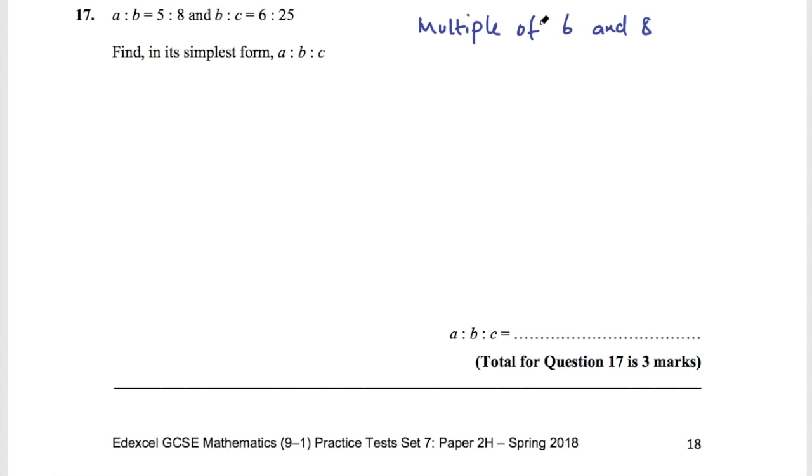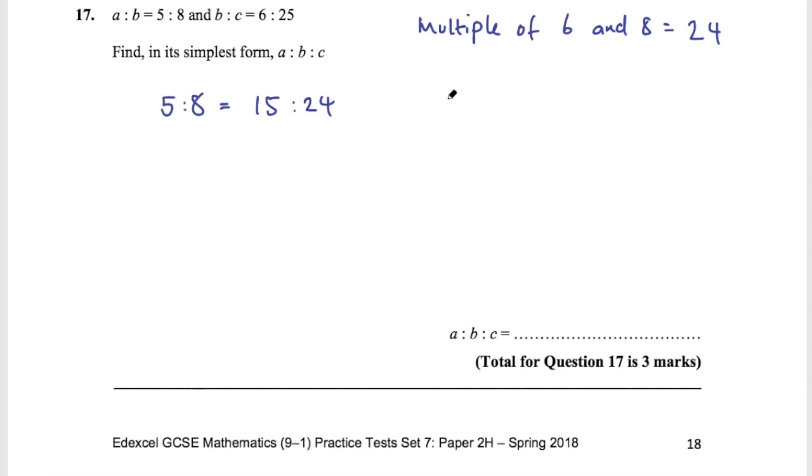So we want a number that both 6 and 8 go into. So 6 goes into 24 evenly and 8 goes into 24 evenly. So I can use 24 here. So for this ratio, 5 to 8, I need to multiply that by 3 to get 8 equal to 24. So if I multiply both numbers by 3, this can equal 15 to 24. So they're the same ratios. One is just multiplied by 3.